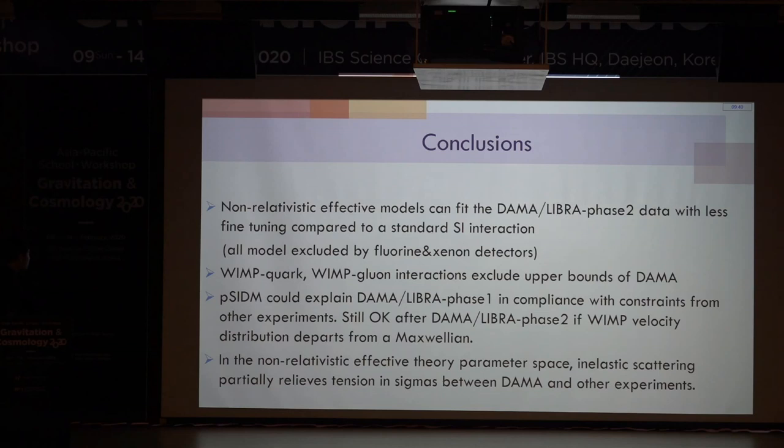Here are conclusions. Non-relativistic effective models can fit the DAMA data with less fine-tuning. However, all these models are excluded by fluorine and xenon detectors. And also WIMP quark and WIMP gluon interactions exclude upper bounds of DAMA. However, PSIDM can provide a viable explanation if WIMP velocity distribution departs from a Maxwellian. And also in the non-relativistic effective theory parameter space, inelastic scattering partially relieves the tension between the DAMA and the other experiments.